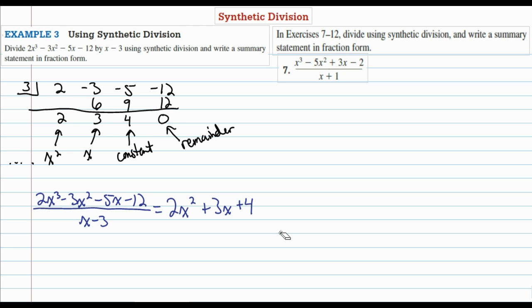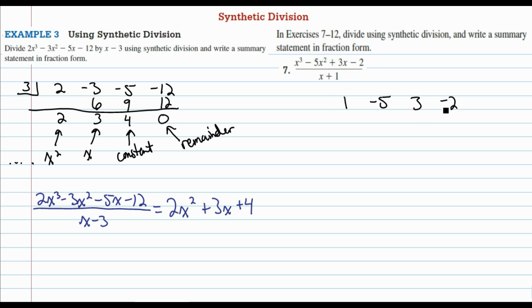The now try problem for example 3 is number 7. We're going to synthetically divide x cubed minus 5x squared plus 3x minus 2 by x minus 1. So I'm going to start by writing out the coefficients of the function I'm dividing. So I have 1x cubed minus 5x squared plus 3x minus 2. Now if I was missing a term there, I would still need to put a 0 in its place. You have to have a placeholder for each of the terms in decreasing order of exponent.